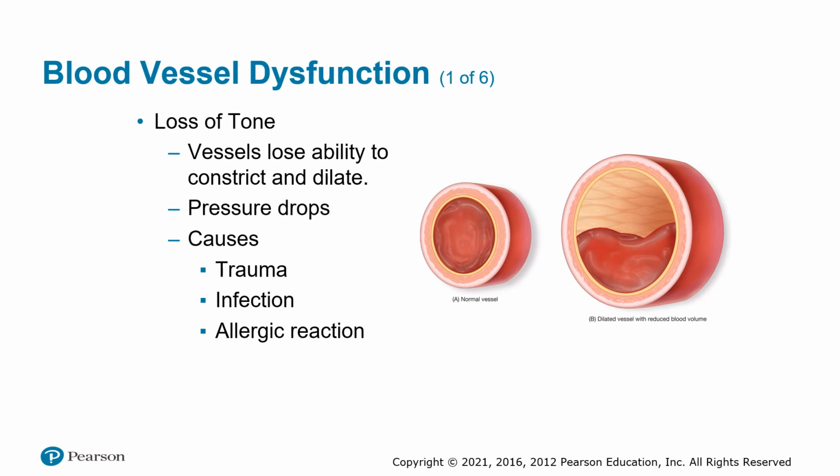Loss of tone. Vessels can lose their ability to constrict and dilate, and then obviously the pressure drops. This can be caused by trauma, infection, and allergic reaction. So here in the picture, you have a normal vessel where the blood fills the vessel completely, and then you have a dilated vessel where the vessel is bigger than the blood volume.